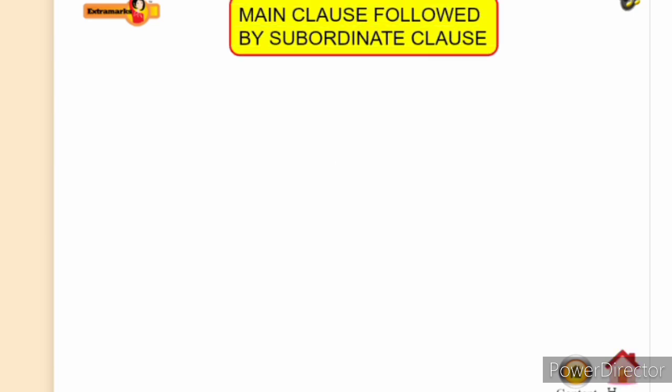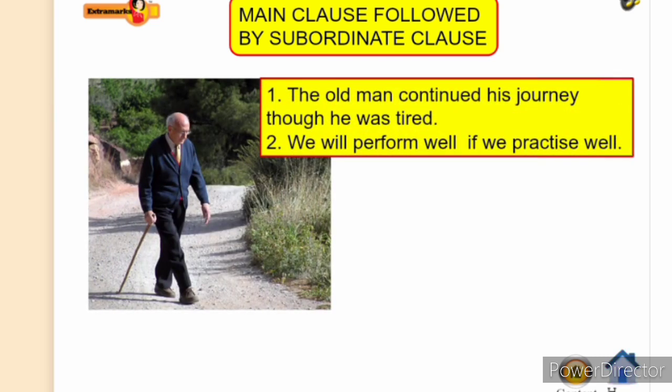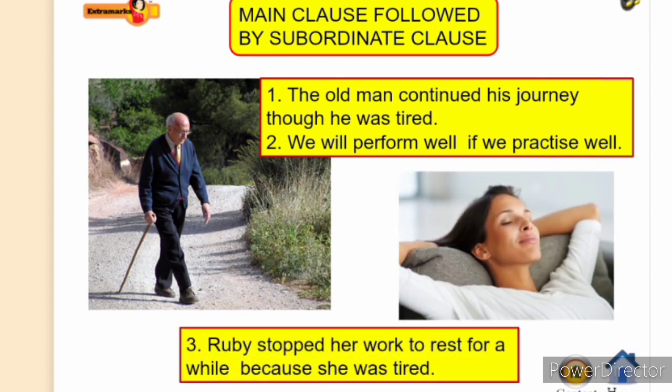Here are some examples of main clause followed by subordinate clause in a complex sentence. The old man continued his journey, though he was tired. We will perform well if we practice well. Ruby stopped her work to rest for a while because she was tired.